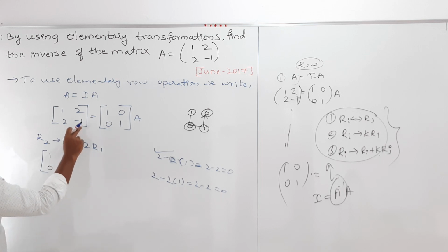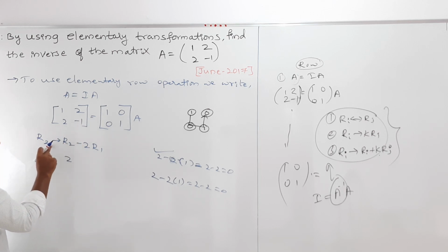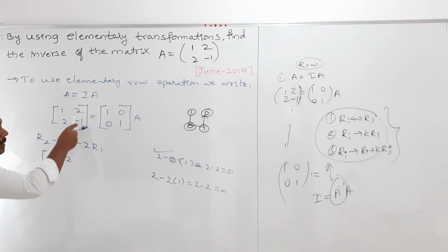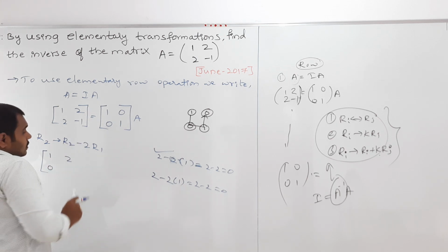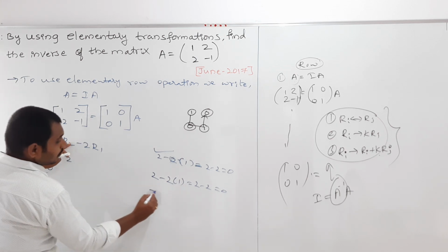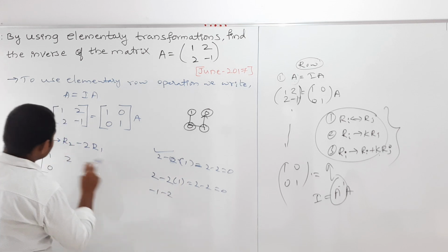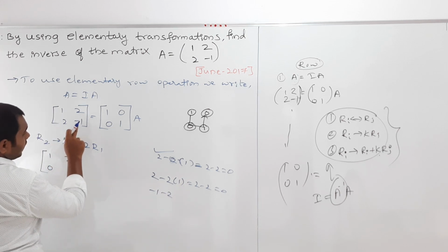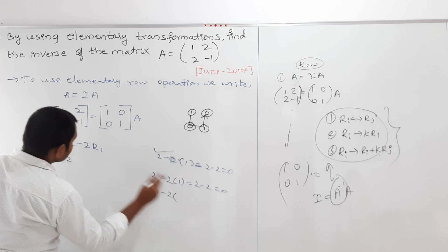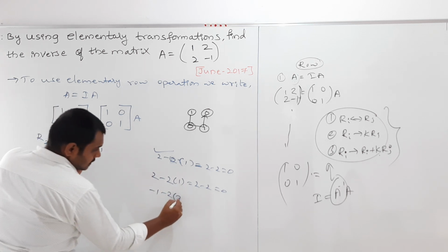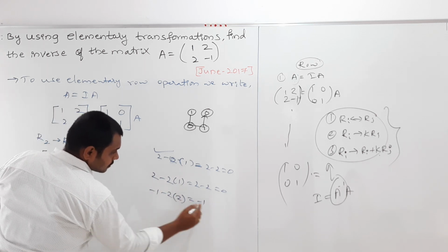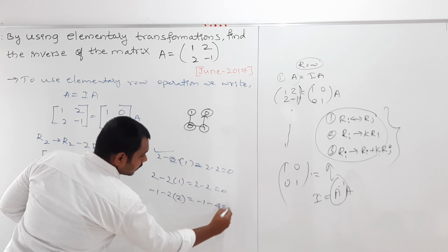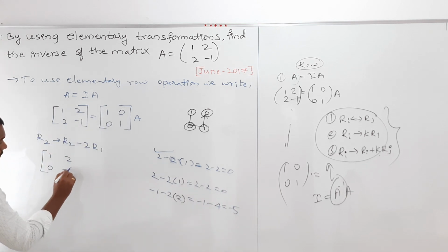Next, this element: this R2 rule must be applied to every element of row 2. So now apply it to this particular element. Row 2 means minus 1 minus 2 into row 1. The row 1 element is 2. So minus 1 minus 2 twos are 4, and this equals minus 5. Clear? Like this we should write.